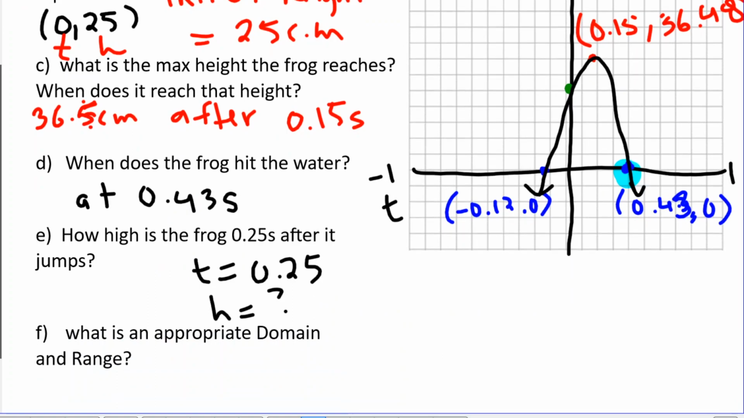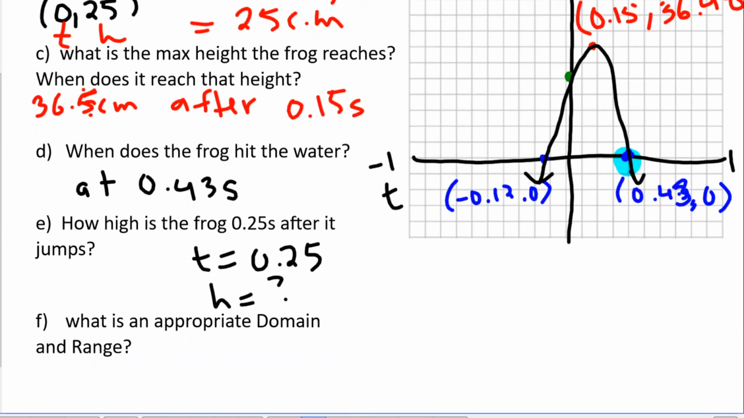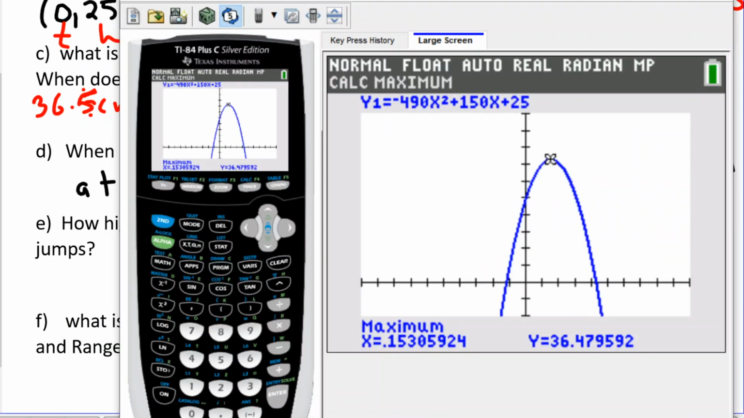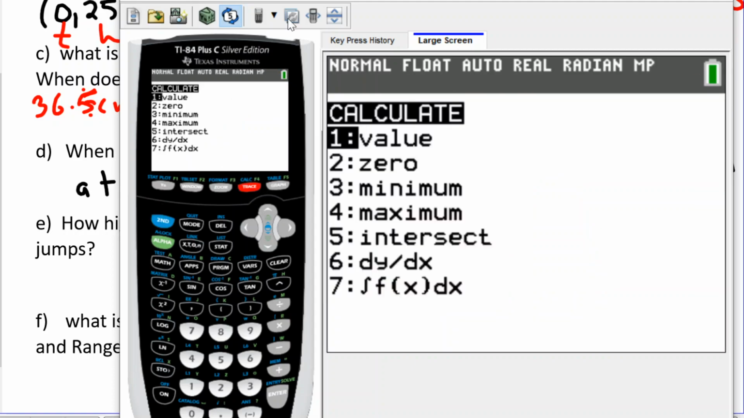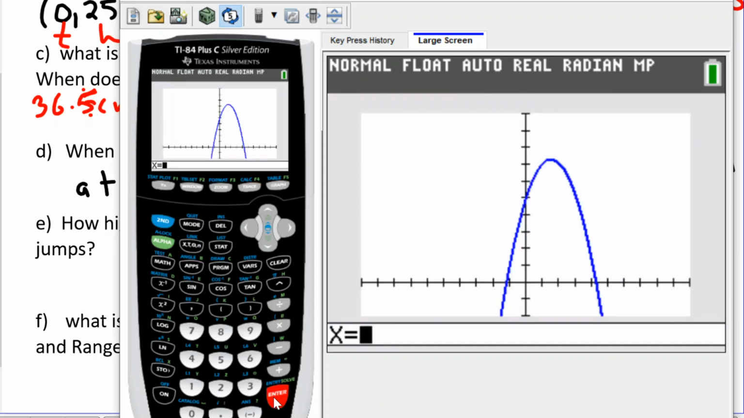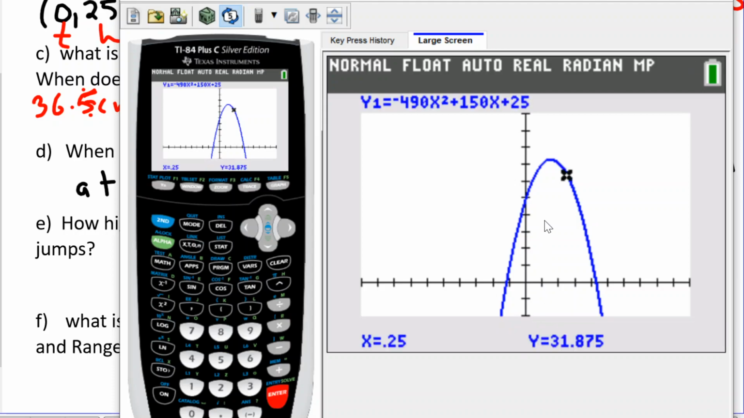But our calculator does this kind of work for us. We've seen that before. And that's actually under our value button. So if I go to calculate and I choose value, most of the time we just choose 0 because that's our y-intercept. But we can actually choose any value of x. So if I choose a value of 0.25 for x, it's going to tell me that when on the x-axis I'm at 0.25, what's the y value where my parabola is? And it happens to be 31.88.